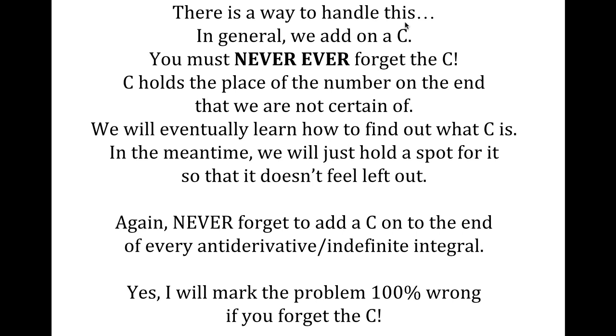Now, there's a way to handle this. In general, we're going to add on a c to every antiderivative we take. Whenever you go backwards, you must never, ever forget the c on the end. C holds the place of the number on the end that we're not certain of, like in the last example, a 3 or a 6. We'll eventually learn how to find out what c is, but in the meantime, we're just going to hold a spot for it so it doesn't feel left out. It represents that constant on the end of an antiderivative.